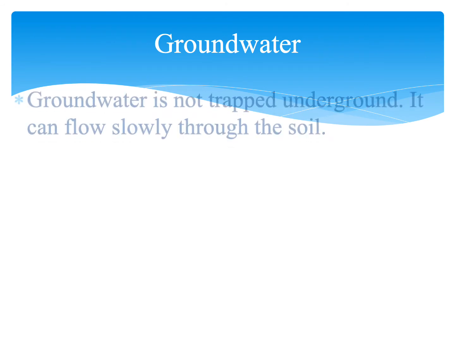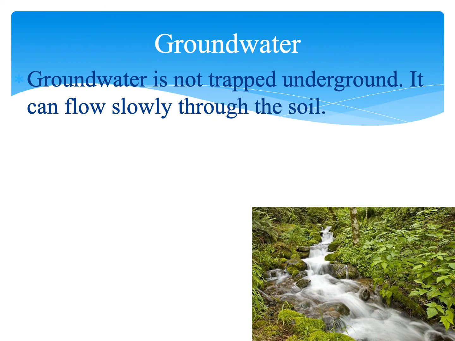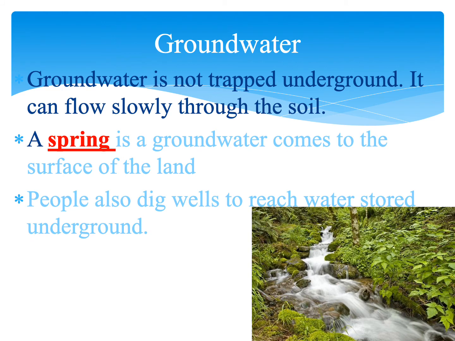Well, groundwater is not trapped underground. It can flow slowly through soil, and sometimes when the groundwater comes to the surface of the land, we call it spring. What do we call it? Spring. So what is the spring? Spring is groundwater that comes to the surface of the land. Well, people also dig wells to reach water stored underground.